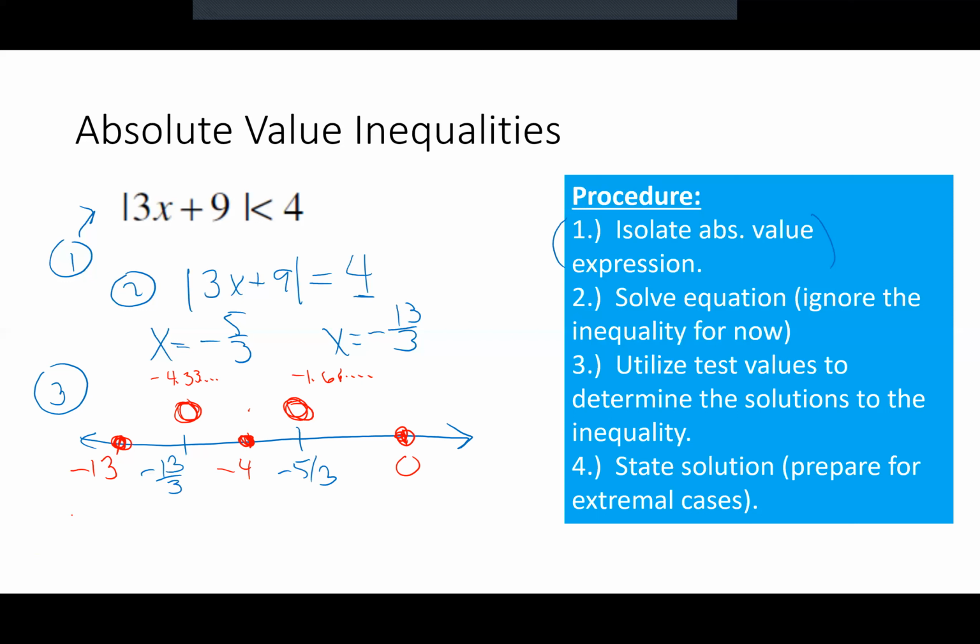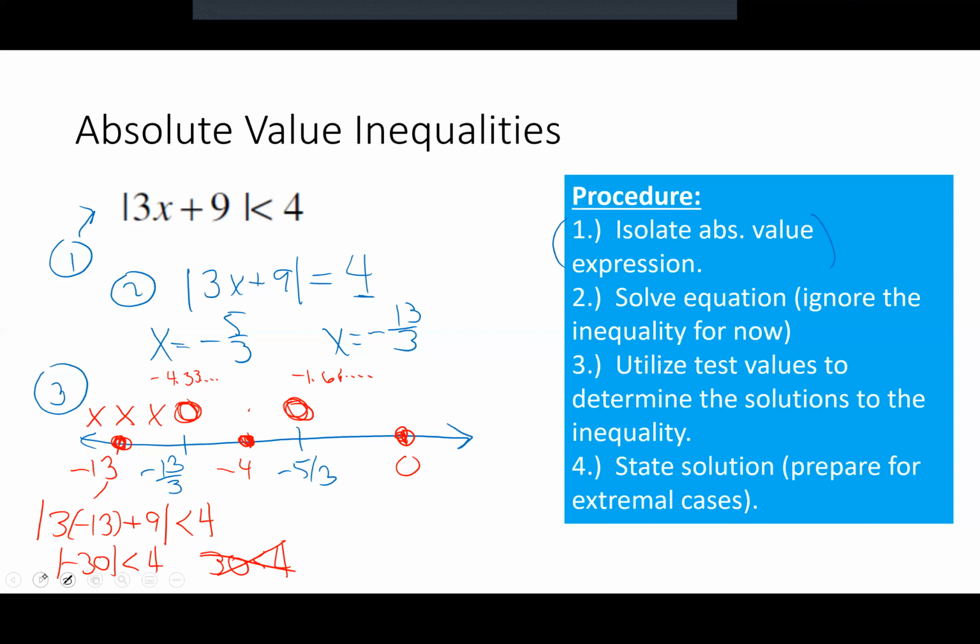So let's start with the negative 13. So we're going to plug that in. 3 times negative 13 plus 9, and what I want to do is see if this is actually going to be less than 4. So 3 times negative 13 is negative 39. So negative 39 plus 9 is going to be negative 30. Is that less than 4? Well, the absolute value of negative 30 is going to be 30. Is 30 less than 4? Heavens no. So it's not going to be in here. I don't want anything to do with that space.